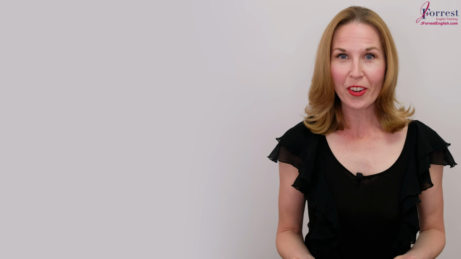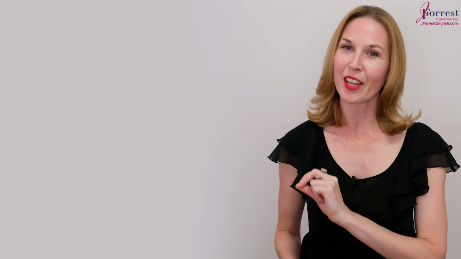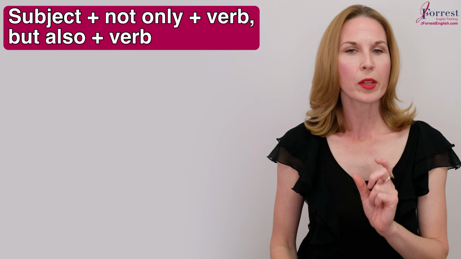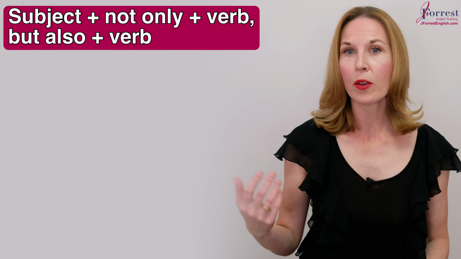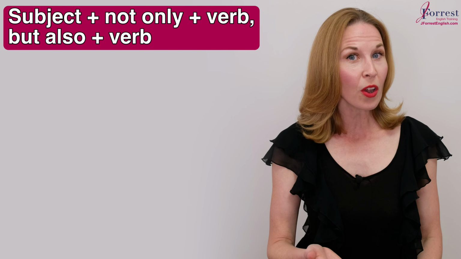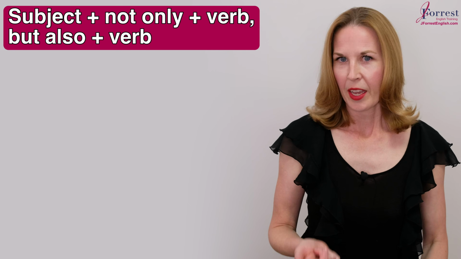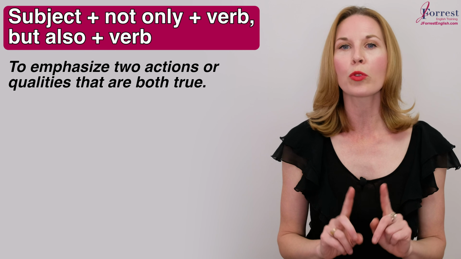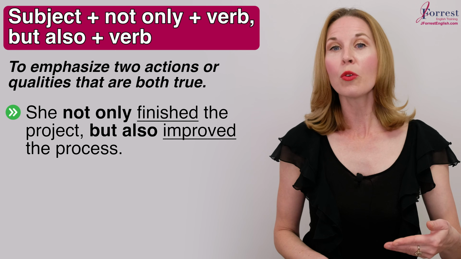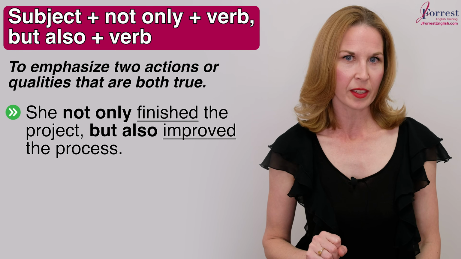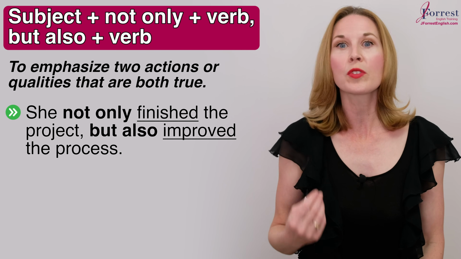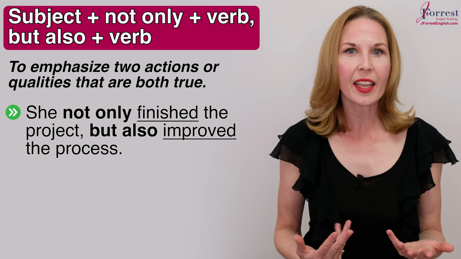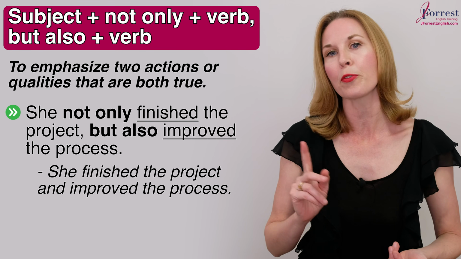Let's review the next pattern, which will make you sound very advanced. The pattern is subject plus not only plus verb. The second part of the pattern is but also plus verb. Now we use this to emphasize 2 actions or qualities that are both true. She not only finished the project, but also improved the process. This is a more advanced way of saying she finished the project and improved the process.